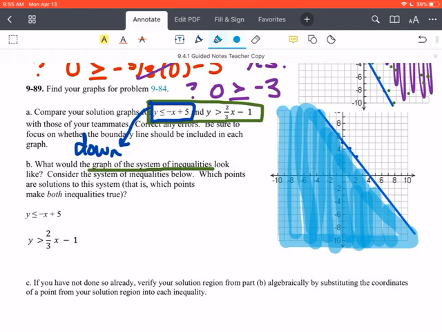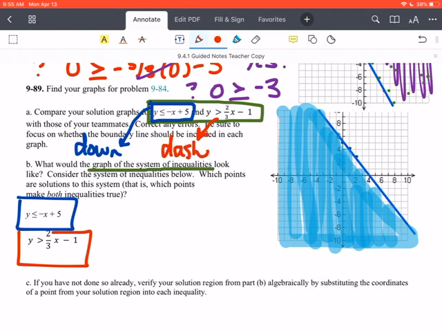But now we don't just care about this inequality. We also, at the same time, have to consider the inequality here in red. When we look at the greater than symbol, we see that we are definitely going to be using a dashed line because it's not or equal to. And we are also going to be shading straight up. Greater than means up, less than means down.